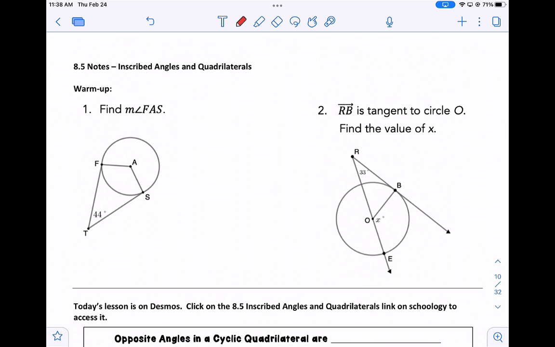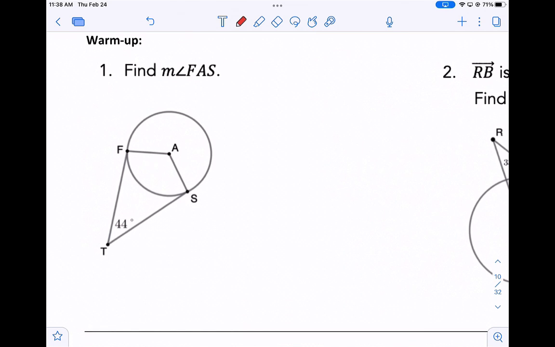In section 8.5, we'll look at inscribed angles and quadrilaterals. The warm-up will review what we looked at last section, when we looked at tangent lines, tangents to circles. So the first one says, find the measure of angle FAS.